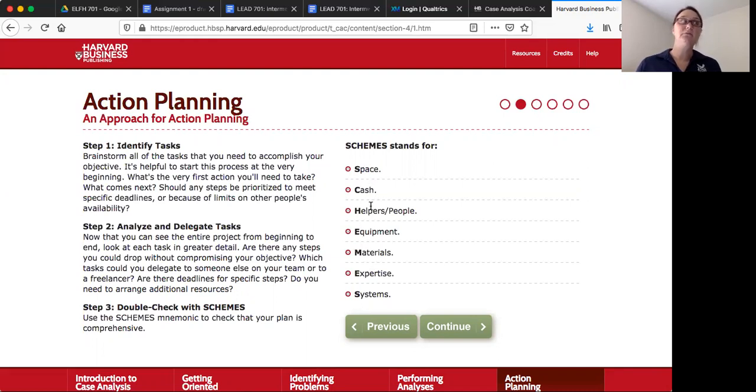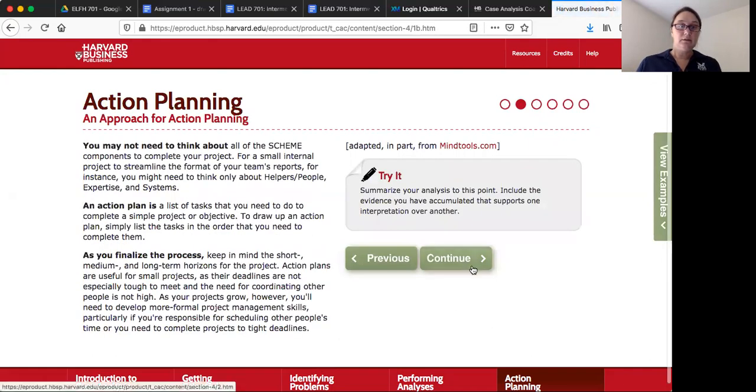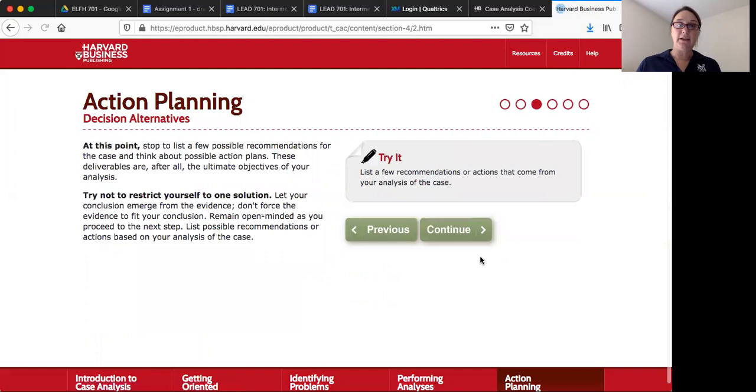Do we have the money? Do we have the people? Do we have the facilities? Is there expertise that we need to hire outside? So these SCEAMS might come up in certain answers when we're looking at our recommendations and our future decisions as it relates to the problem. So it's a way to sort of finalize the process.